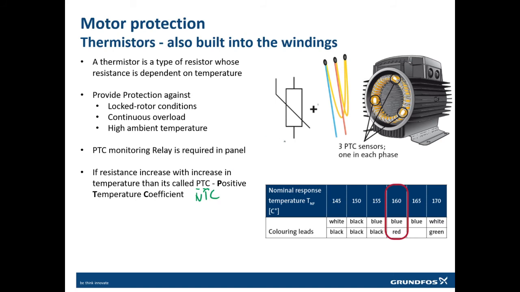And then how will you know the nominal temperature? You will know this by the color of the cable. So if you have blue and red, it means that you have a 160-degree nominal temperature. If you have black and white, you have 145. Just by knowing the color of the wires which are coming outside of this terminal box, you will know the tripping point of your motor. Usually we have 3 PTCs distributed at 120 degrees to each other in the motor windings.